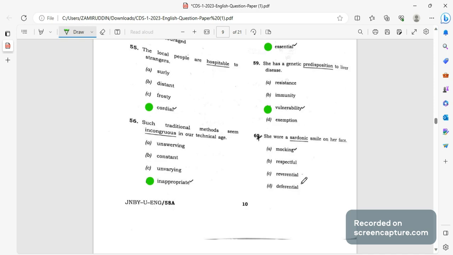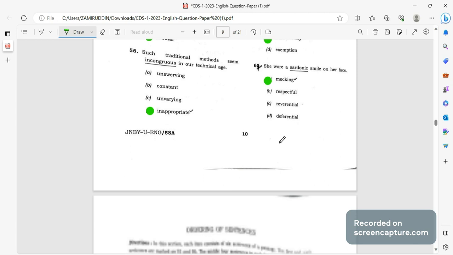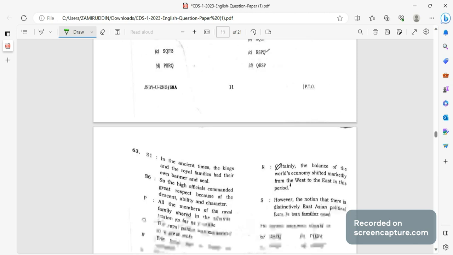She wore a sardonic smile on her face. What kind of a mocking smile? She was laughing as she was smiling. She was controlling her mocking smile on her face. So किसी के ऊपर हम लोग हंसते हैं ना, वैसे ही मॉकिंग स्माइल होगा. सार्डोनिक मतलब शी वॉज वोर अ सार्डोनिक स्माइल, मतलब मॉकिंग स्माइल ऑन हर फेस, जिसे देखकर सभी हंसने लगे, ऐसा स्माइल.